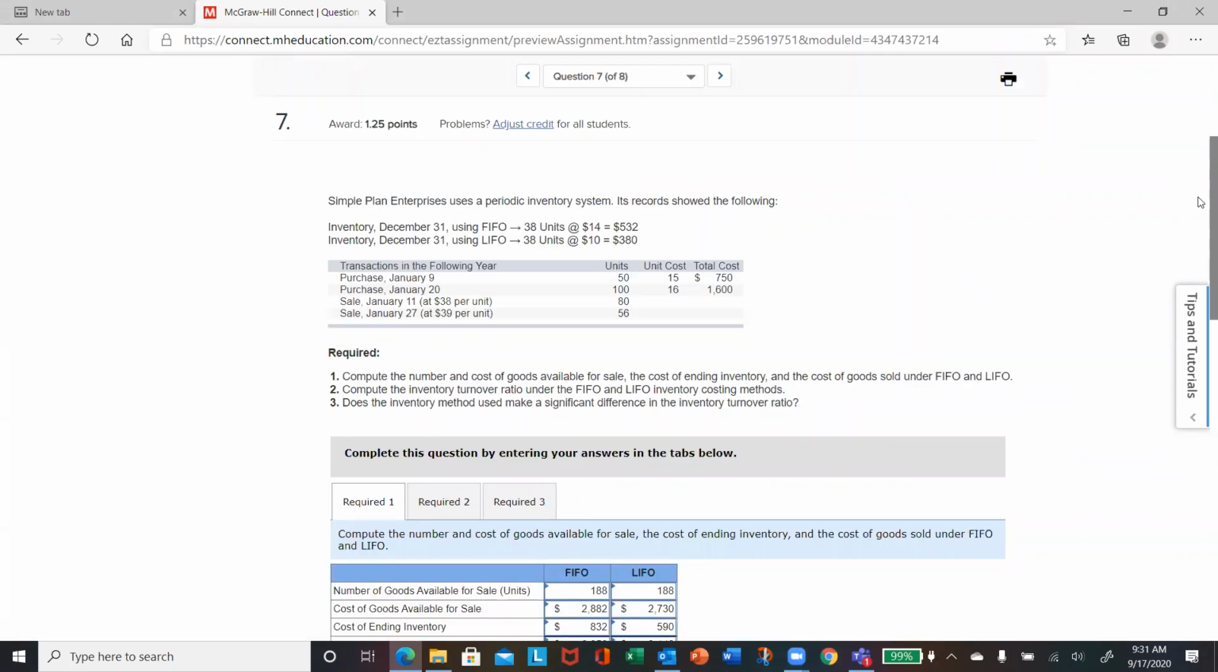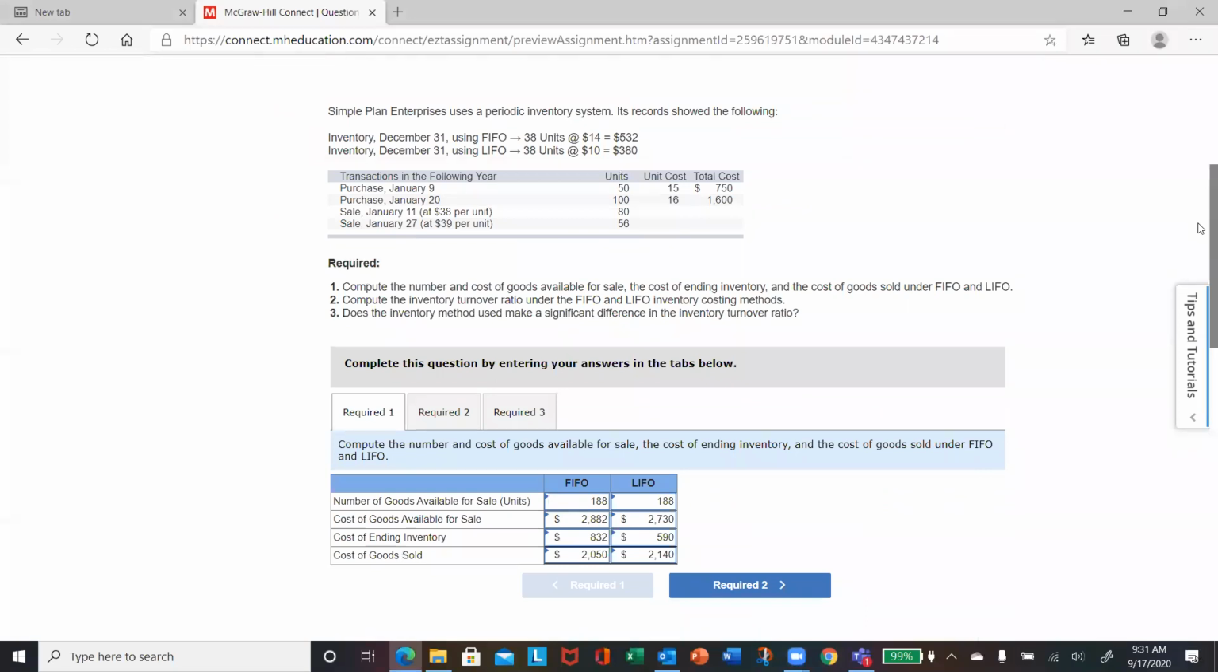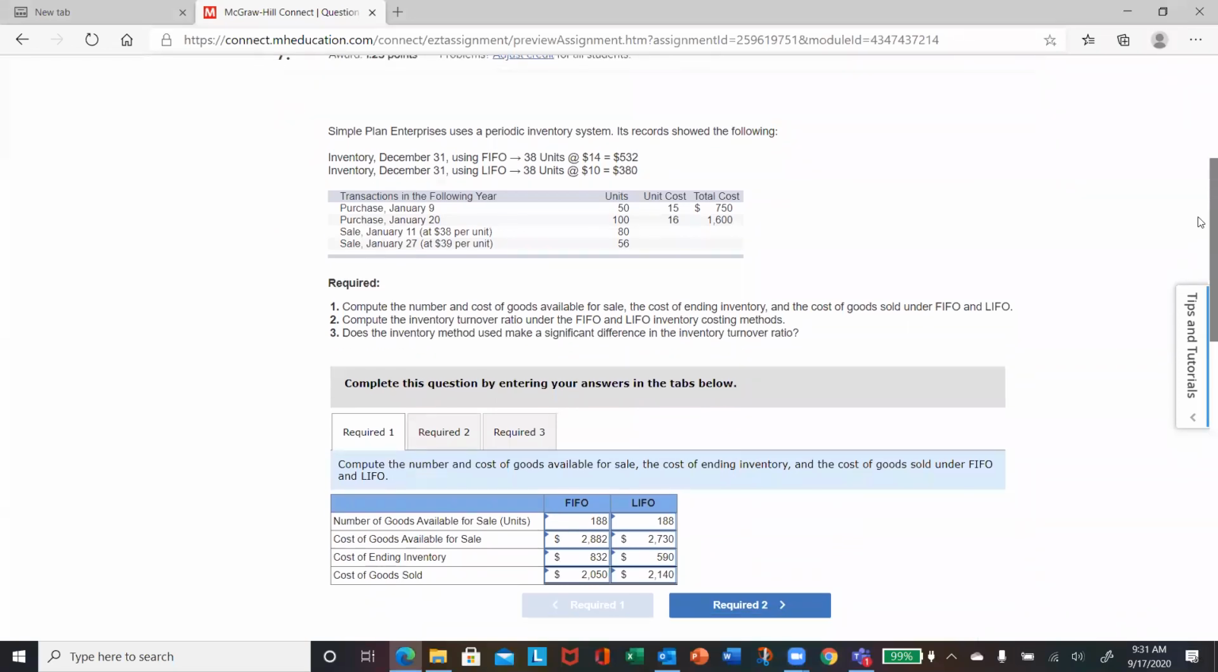And then on number 7, at this point, I believe we've seen just about every scenario. Again, this is periodic method, and they show you inventory at the beginning and at the end of the year, FIFO, LIFO. They give you the units, they give you the cost, and then here's the transactions in order. You've got purchases on the 9th and the 20th, and then sales on the 11th and the 27th. They want you to get the number of units available, the cost, and cost of goods sold. This one, it's just FIFO, LIFO, so there's no weighted average on this one.